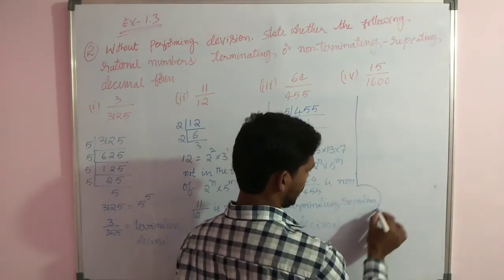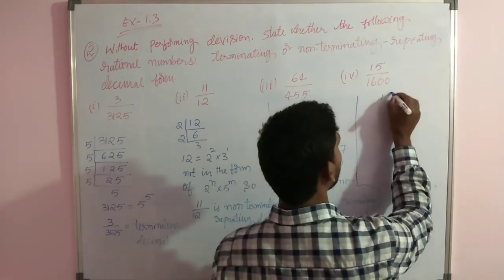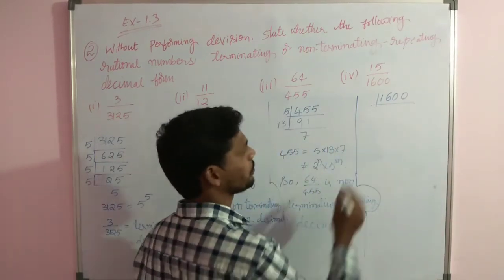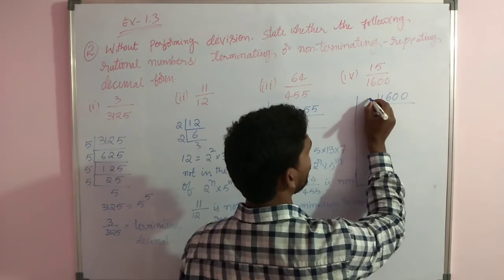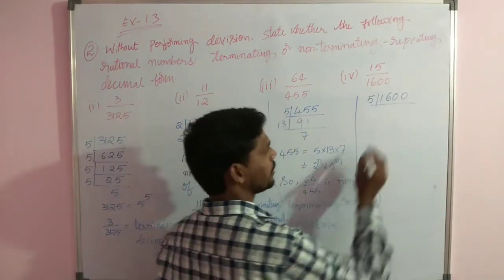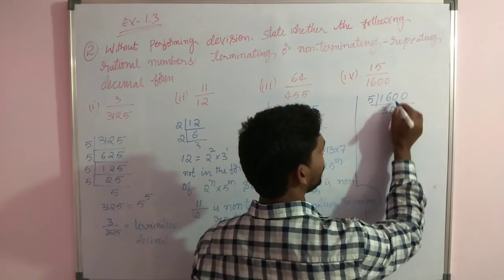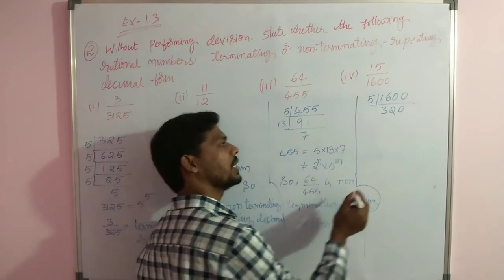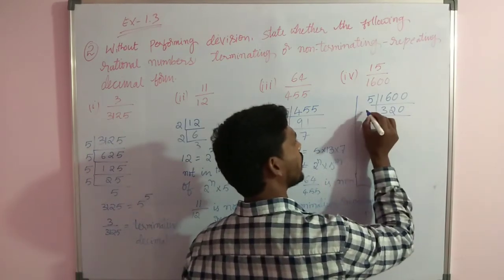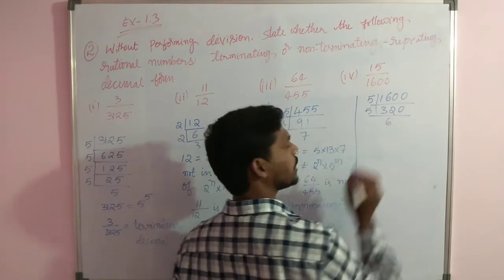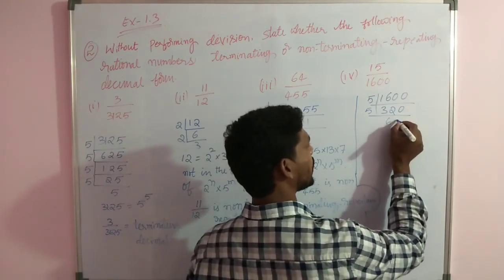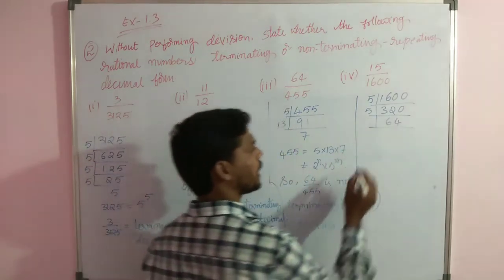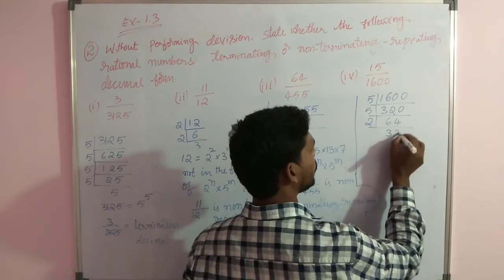15 by 1600. Here the denominator is 1600, which you can factorize. Here there are 2 zeros, so take a 5: 5 threes are 15, 5 twos are 10, so we get 320. Again the units place is 0, so take 5 as a divisor: 5 sixes are 30, 2 is a remainder, 20 it becomes, 5 fours are 20. Here the units place is 4, so take the divisor as 2: 2 threes are 6, 2 twos are 4.